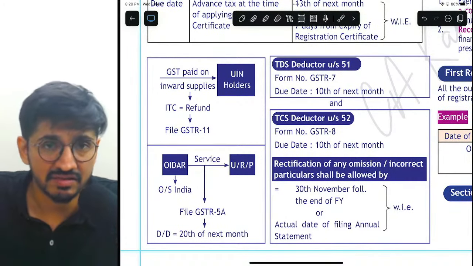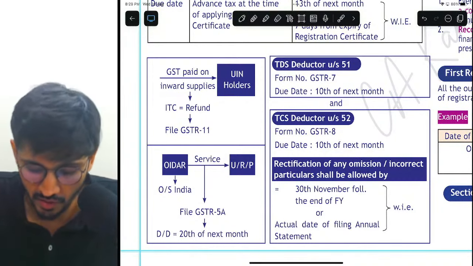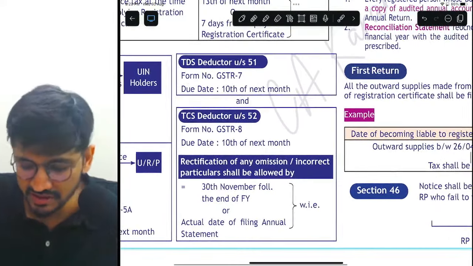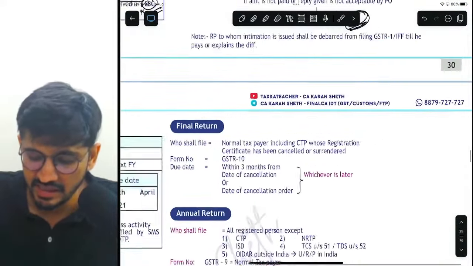So in this case, that is 5, this is 5A. So 20th of the next month is the due date when you need to file the return. Absolutely, my dear friends.